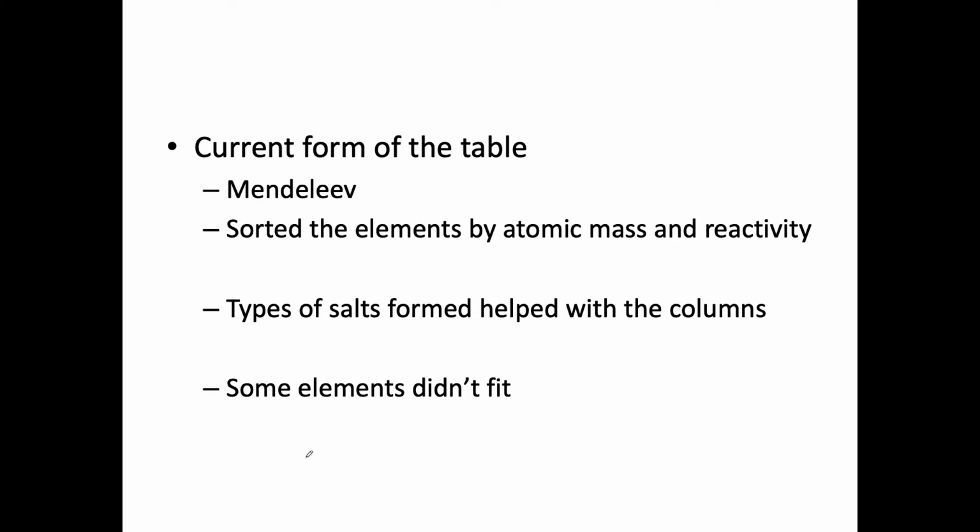And so the current form of the periodic table was made by this Russian, Mendeleev, about in the 1800s, and he decided to develop a table, a list of elements in order of their atomic mass and reactivity. So this is what he did. He kind of lined them up, and then he grouped them together, and then he lined them within the groups. And we were working with what we call salts, which is basically a metal, and we'll get to these definitions in a minute, and a non-metal.